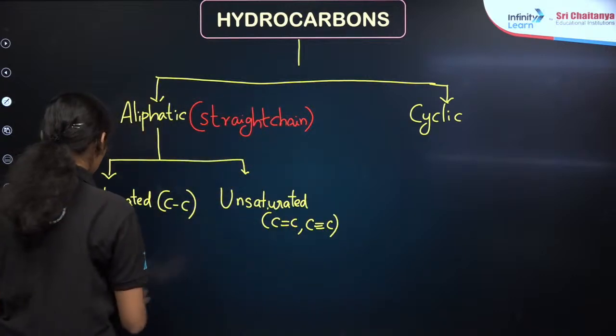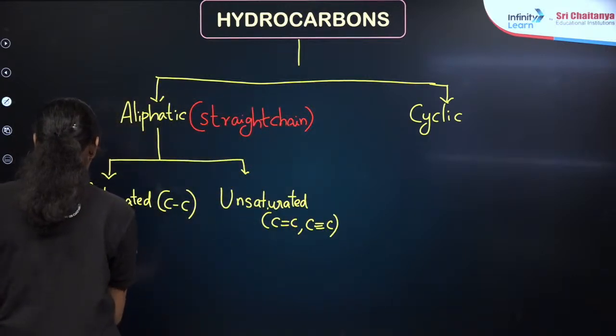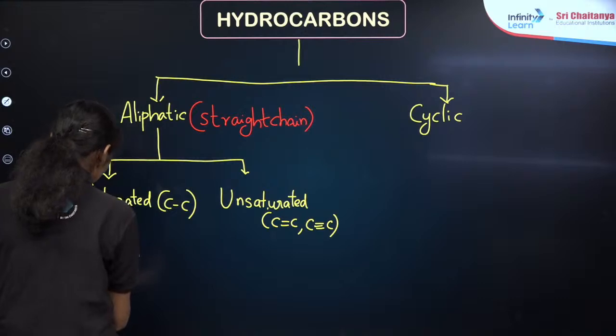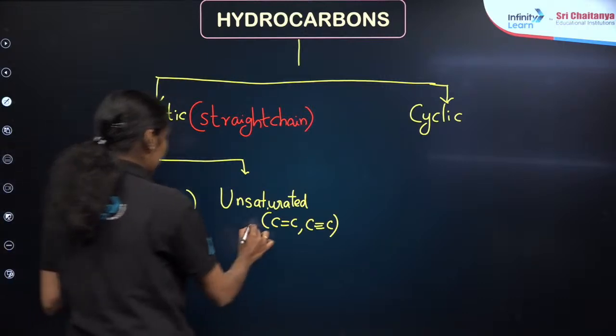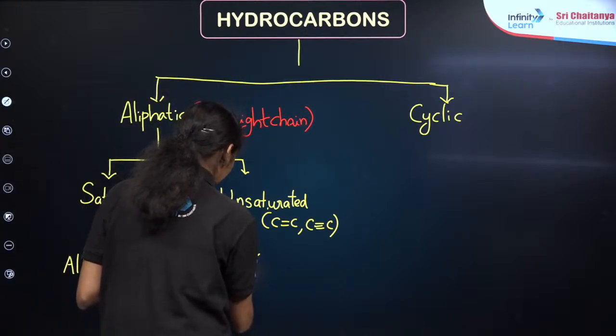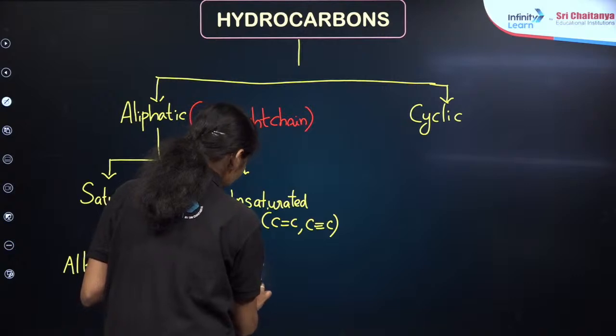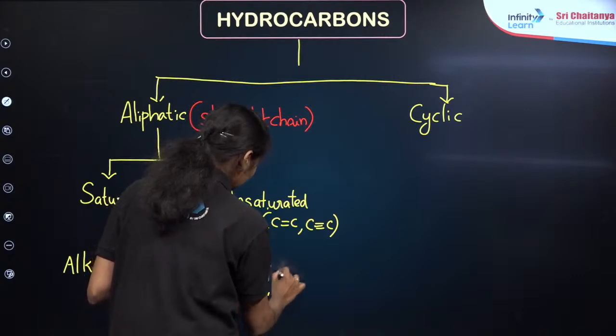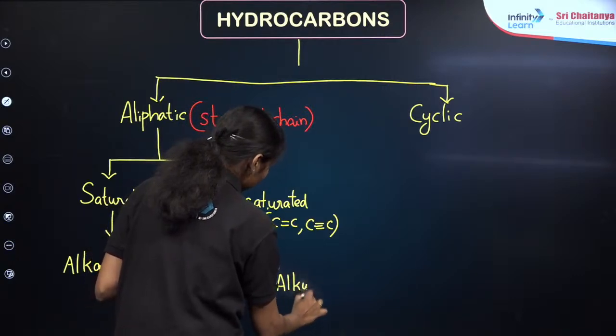So based on that, we can classify saturated ones as alkanes, right? In the unsaturated case, it will be alkenes if it contains a double bond. Then it will be classified as alkynes if it contains a triple bond, right?